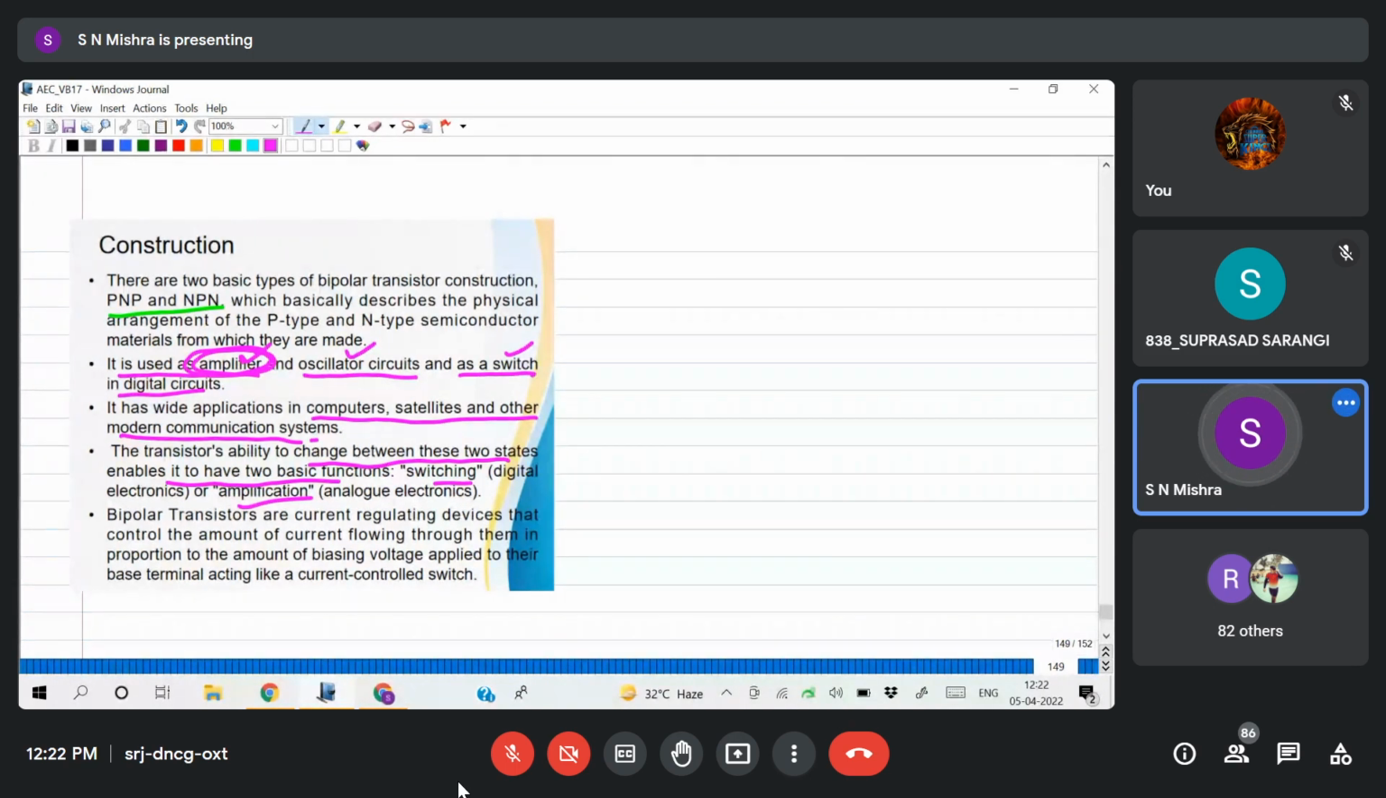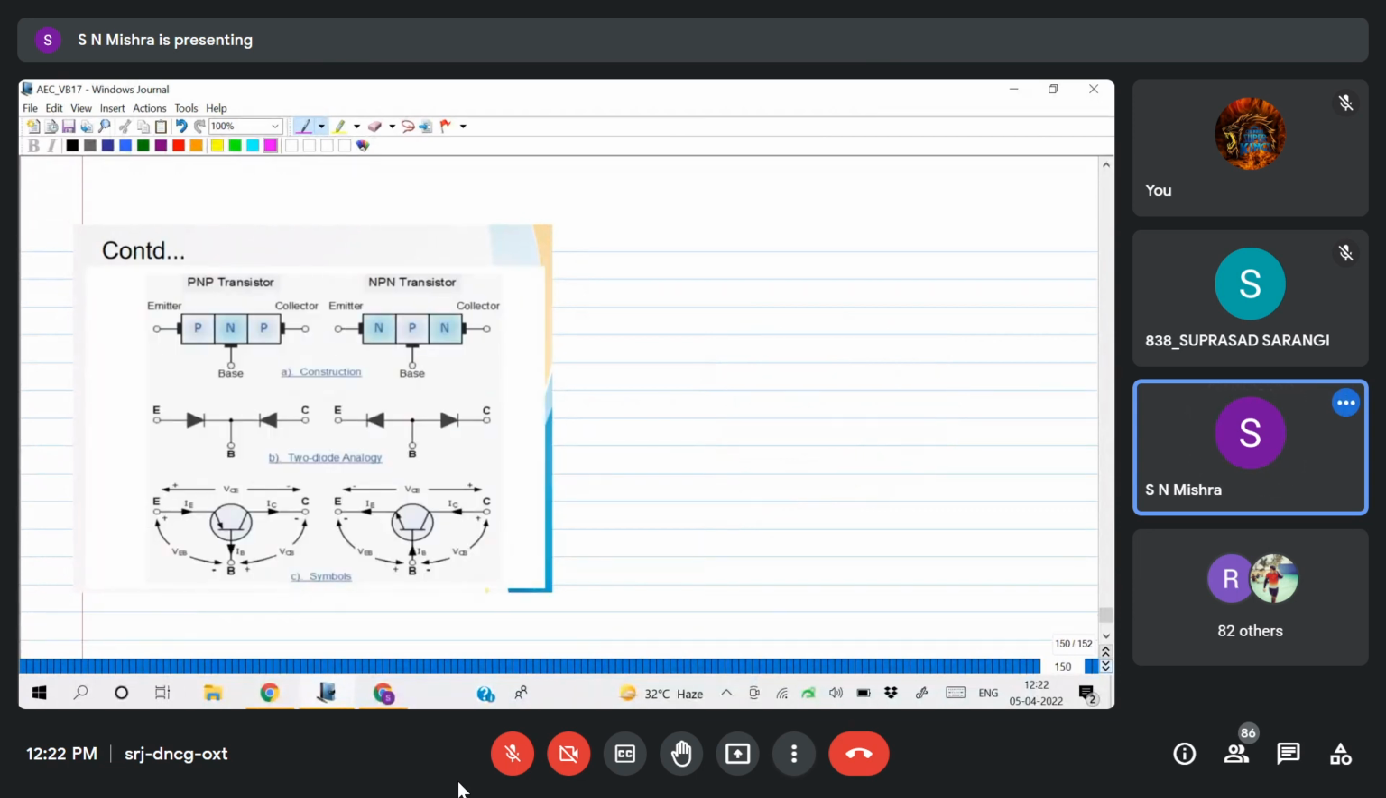Inside that IC, some components are integrated. The transistors, resistors and diodes are connected to make this logic circuit. So it is a current controlled device. I already told you. Now let us go for some other concept.